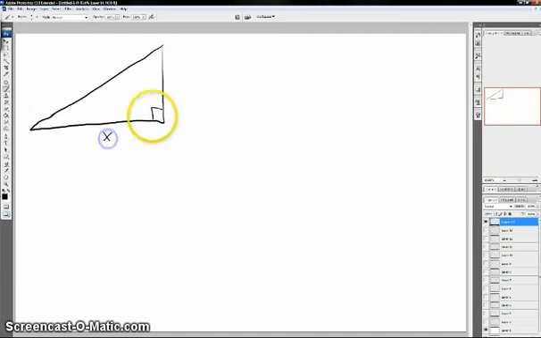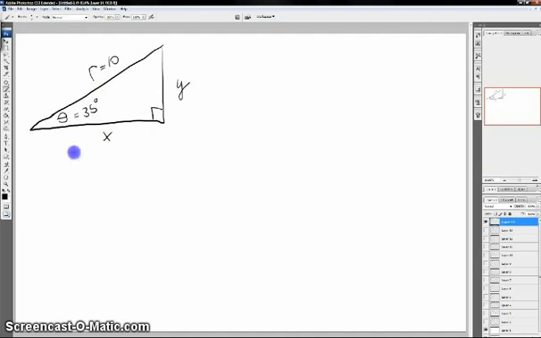Let's call this leg X, this leg Y, and the hypotenuse R. If we know that the hypotenuse is 10, we're actually going to be able to find the legs X and Y if we know theta. So let's say that theta is 35 degrees.